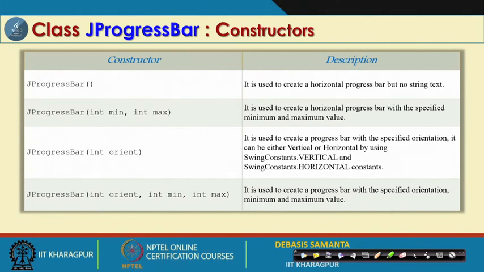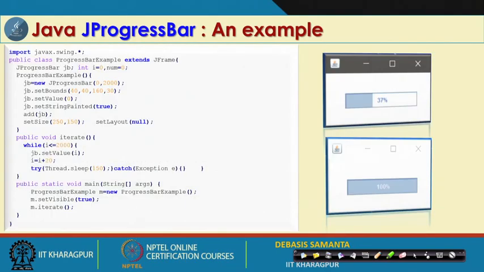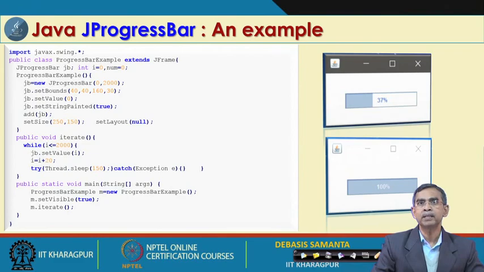There are four constructors to do it, and it has some methods by which different information about the progress bar can be extracted. This is a simple example. We have given two outputs: one in the middle, while the progress bar is working, and one when the job is finished. You can try this simple example and see how it works in your program.